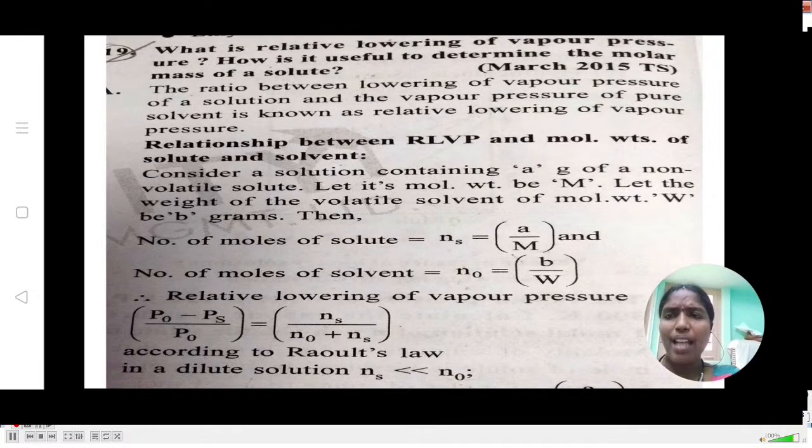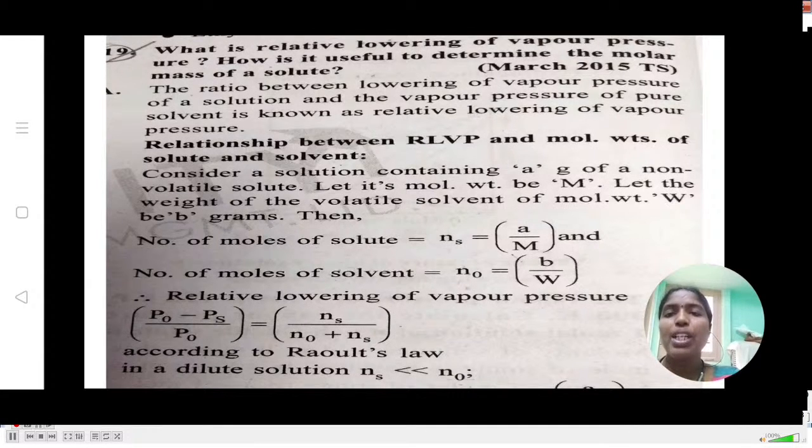Substitute all the values in number of moles. Number of moles of the solute, Ns, is equal to weight of solute by molecular weight, that is A by molecular weight of the solute, capital M. Next, number of moles of solvent is denoted by N0. So N0 is equal to weight of the solvent, B, by molecular weight of the solvent, capital W.